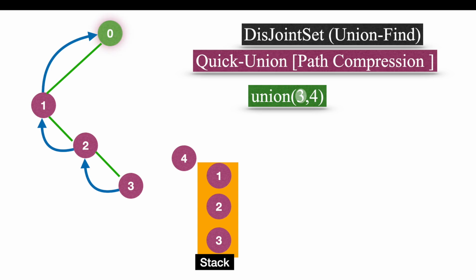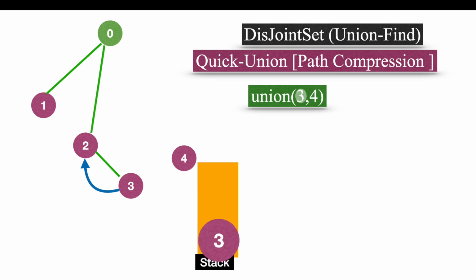Now we got root as 0, so we pop the elements from the stack. For each element present in the stack we assign root as 0. The first element in the stack is 1, so 1's root is going to be 0, which is already 0. And the second element in the stack is 2, so 2's root is going to be 0.